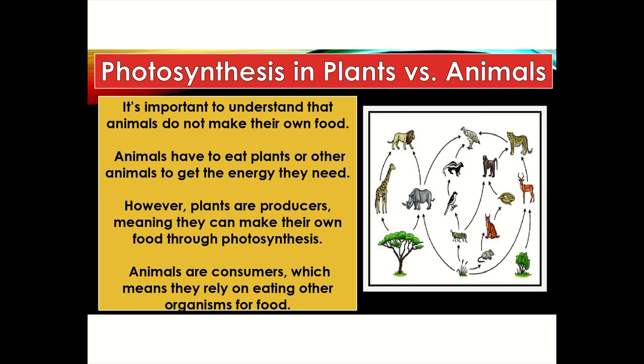Photosynthesis in plants versus animals. It's important to understand that animals do not make their own food. Animals have to eat plants or other animals to get the energy they need. However, plants are producers, meaning they can make their own food through photosynthesis. Animals are consumers, which means they rely on eating other organisms for food.